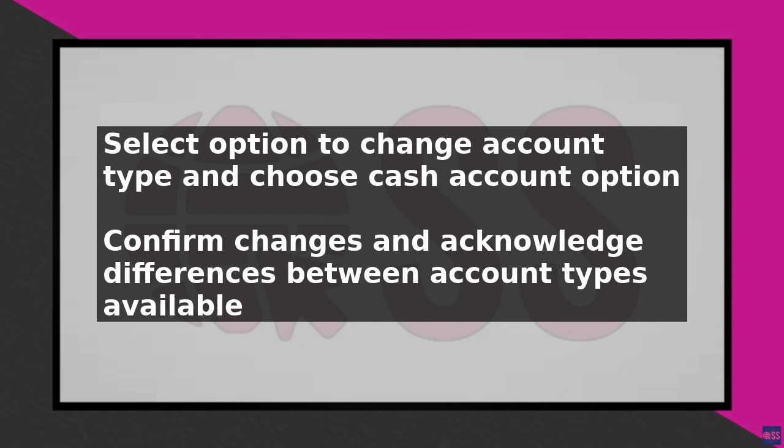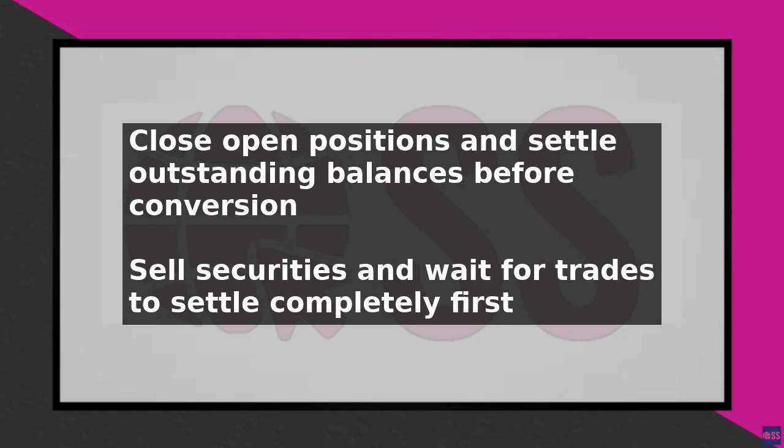Before your account can be converted to a cash account, you will need to close any open positions and settle any outstanding balances. This means that you will need to sell any securities you own and wait for the trades to settle. You may also need to pay off any margin loans or other debts associated with your account. Once you have closed all of your positions and settled any outstanding balances, your account will be converted to a cash account. You will receive a confirmation message from Robinhood once the conversion is complete.